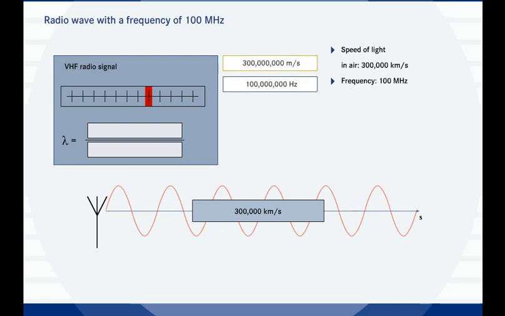However, before you insert the figures into the formula, you should note that the speed of propagation is given in meters per second, and frequency is stated in hertz. Now arrange the figures correctly in the formula and confirm with OK.